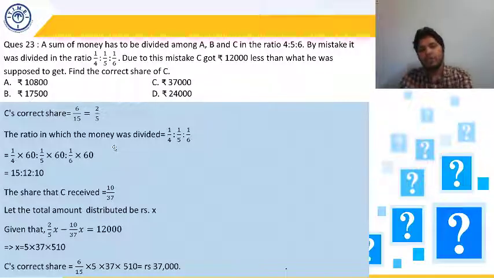If total money distributed is rupees X, can I say the correct share minus the incorrect share is going to be 12,000 rupees. So 2 by 5X minus 10 by 37X is going to be 12,000. So we can get the value of X, which is the total amount which has to be distributed. And C's correct share is 2 by 5 or 6 by 15 times the total share. So it is going to be rupees 37,000. Option C is going to be your answer. I hope it is clear to all of you. So let's move on to the next question.